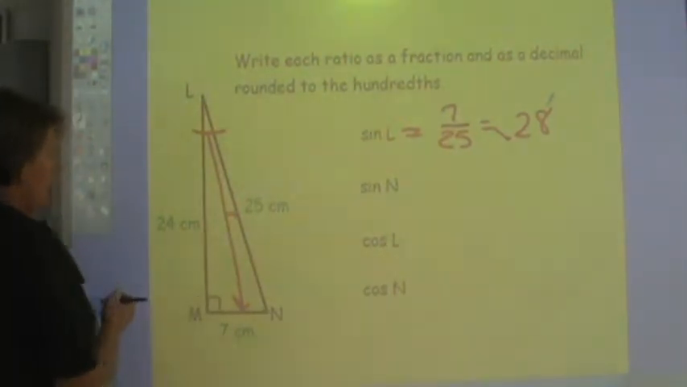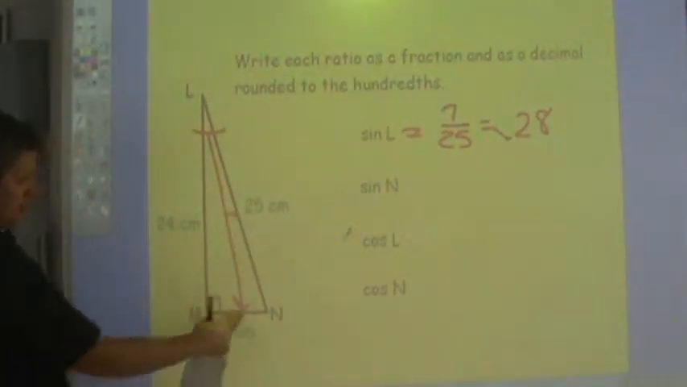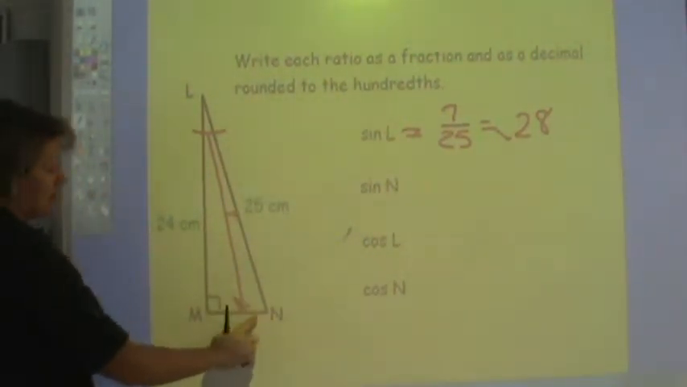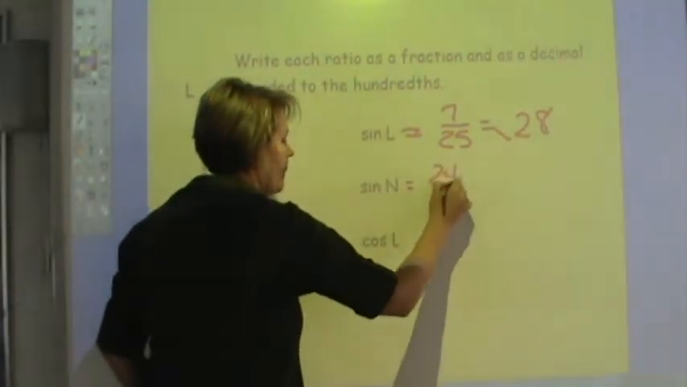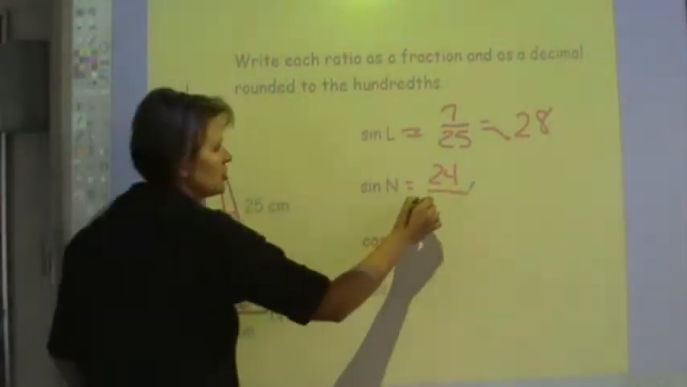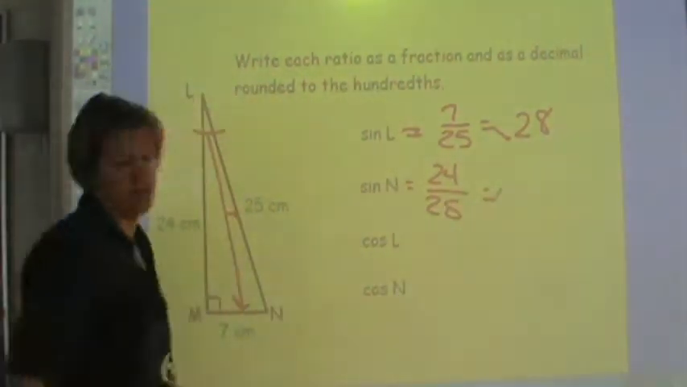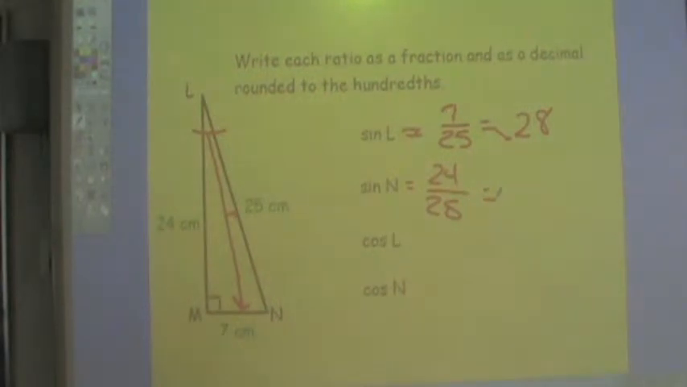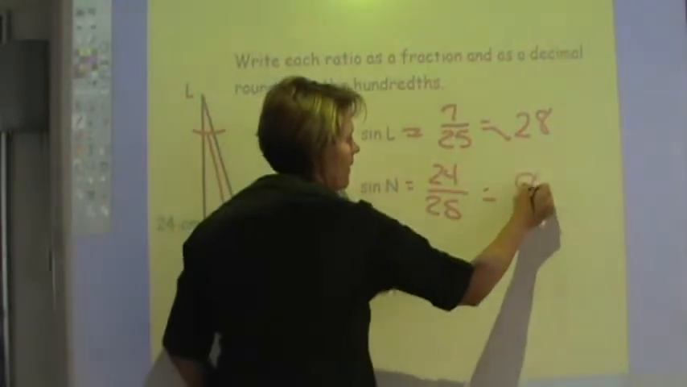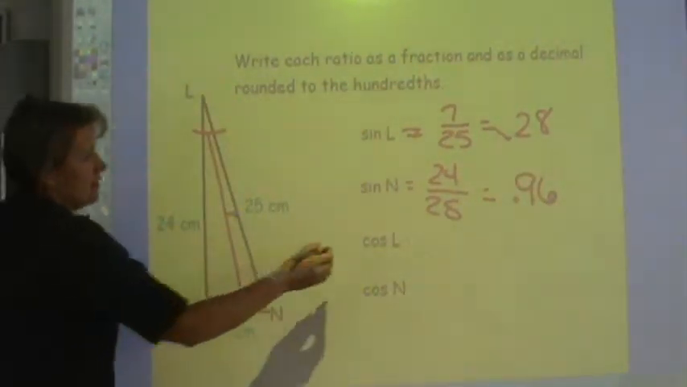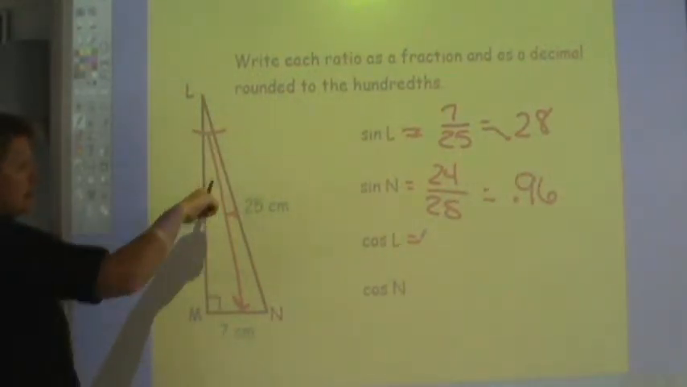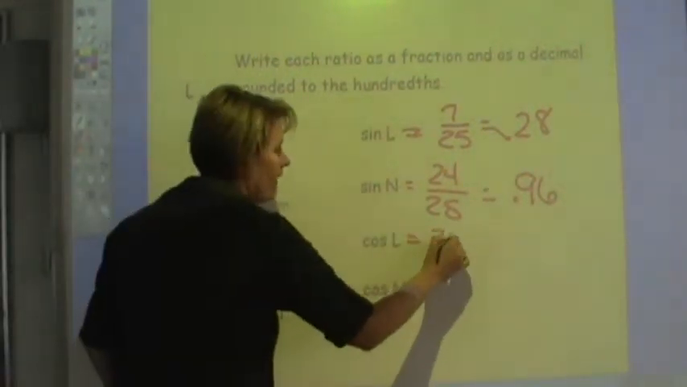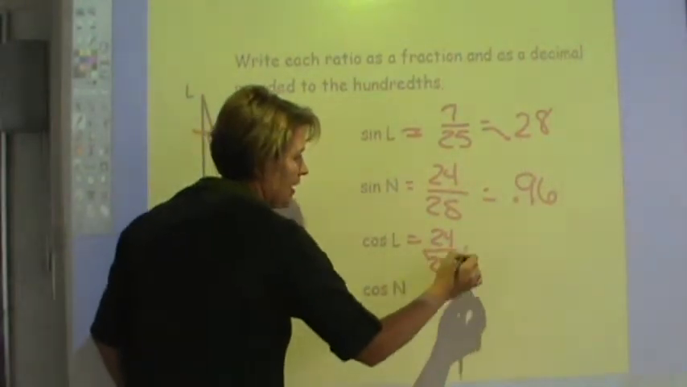All right, from N, sine is opposite, so opposite from N is over here. That'd be 24. Over hypotenuse doesn't change. That's 25. So 24 divided by 25 is 0.96 as my decimal. Cosine of L, cosine means adjacent over hypotenuse. So from L, the adjacent leg is right here at 24, and it's over 25.